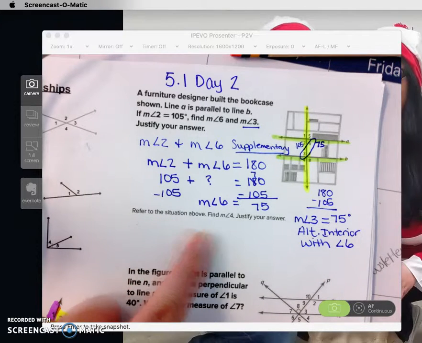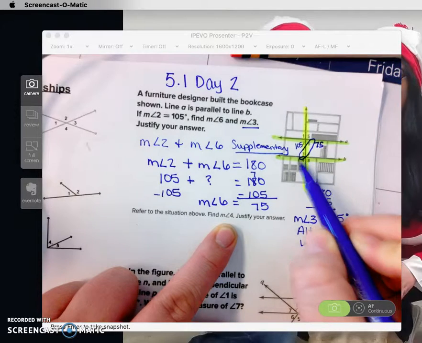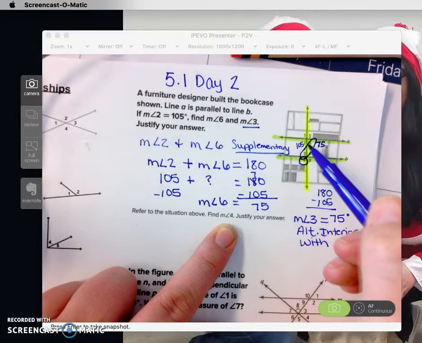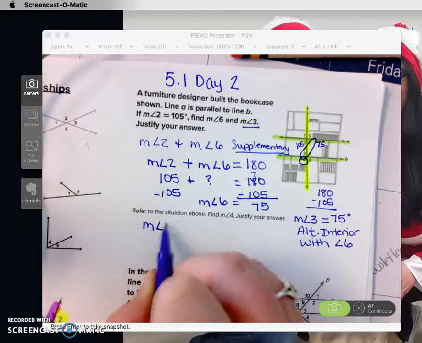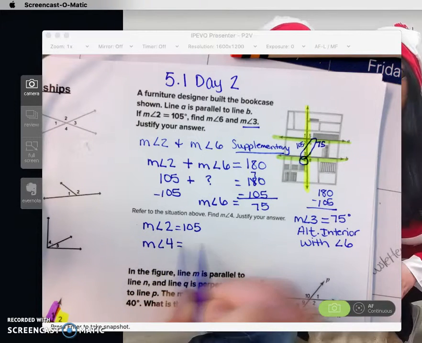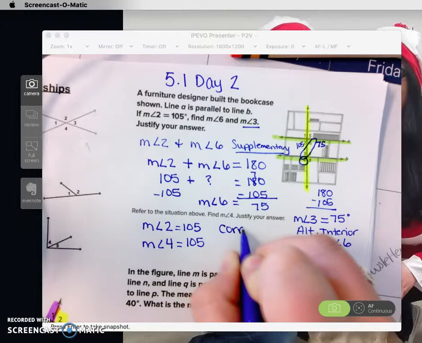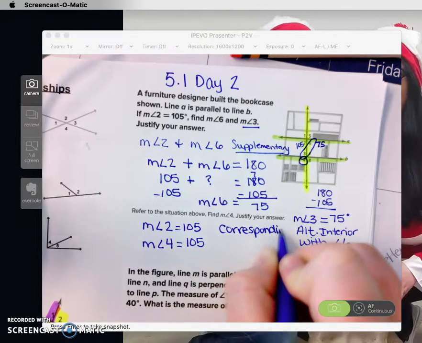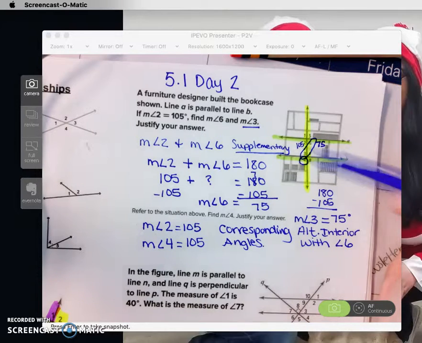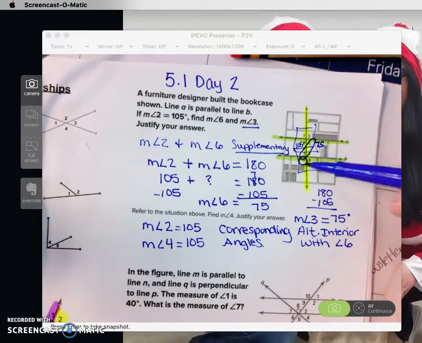Refer to the situation above and find the measure of angle 4, justifying your answer. So here again, if I know that angle 2 is 105, the measure of angle 4 has got to equal 105. But why? Because they're corresponding angles. That means that they're in that same relative position. So out of these 4, this one's the bottom left. Out of these 4, this one's the bottom left.